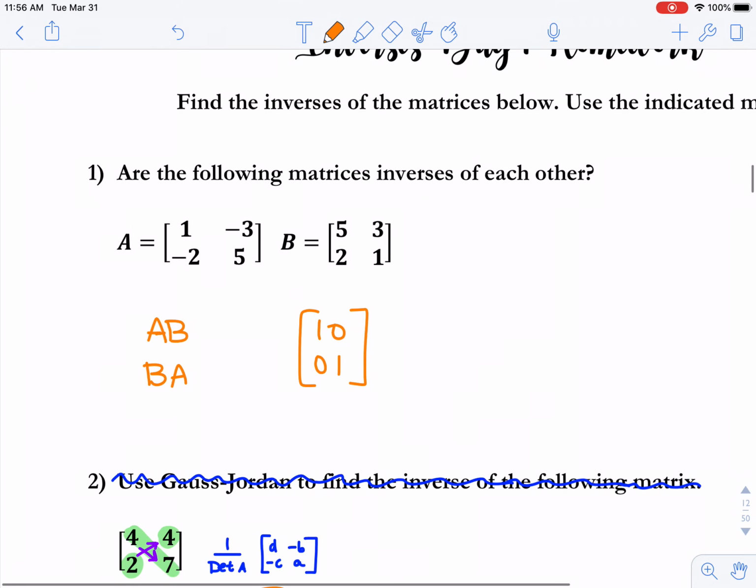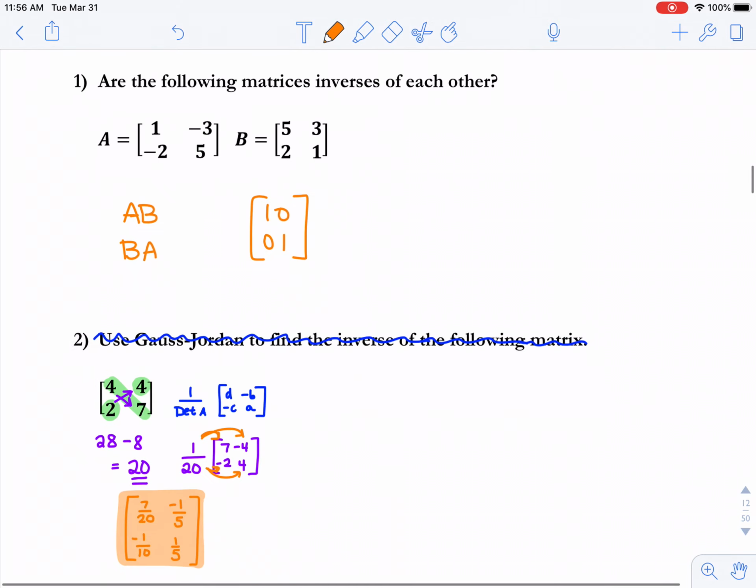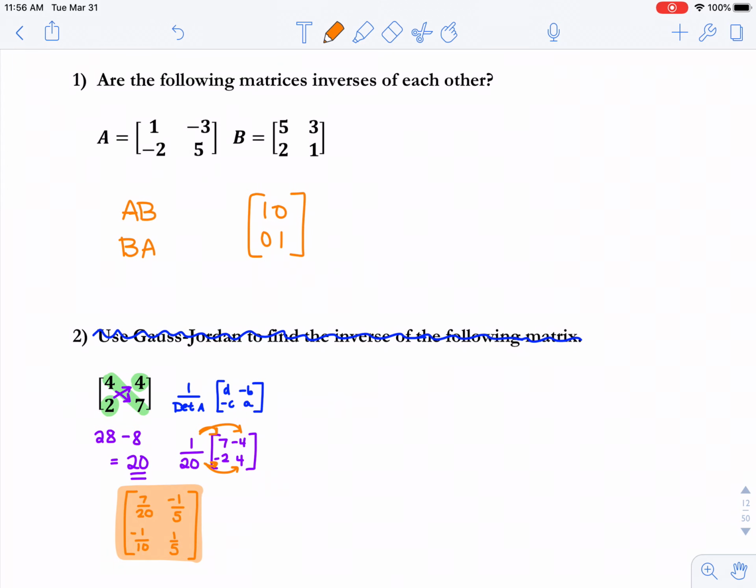Okay, so those are all things to take away from this lesson, but those are the big takeaways. Just knowing this, figuring out if they're inverses of each other, and then finding the inverse of a 2x2, which is just a formula that you're going to want to remember how to do.